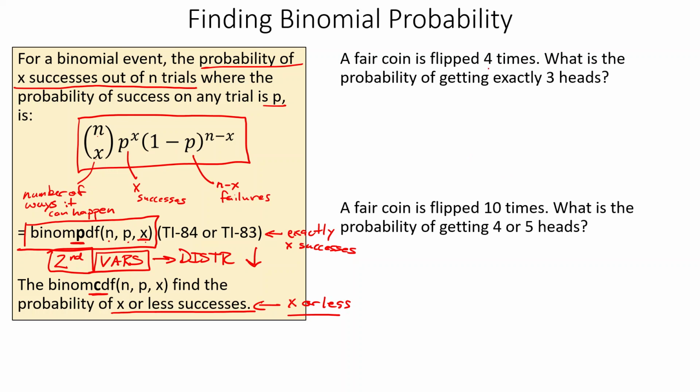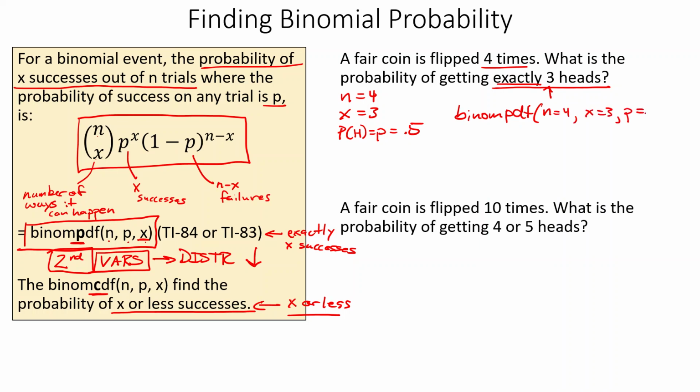A fair coin is flipped 4 times. What is the probability of getting exactly 3 heads? All right, so we already looked at the coin flip and said that was binomial last time. Our n here is 4. Our x, the number of successes, is exactly 3. And the probability of getting heads, which is our success, p, is always 0.5. So this would be binomial PDF, where n is 4, x is 3, and p is 0.5.